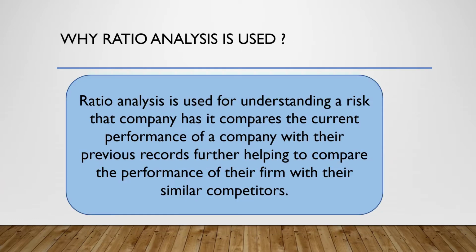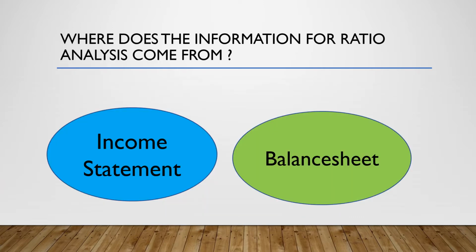Why is ratio analysis used? Ratio analysis is used to understand the risk that the company has, and it compares the current performance of the company with their previous record. It also helps to compare the performance of the firm with similar competitors. Where does the information for ratio analysis come from? First, it comes from the income statement and the balance sheet.